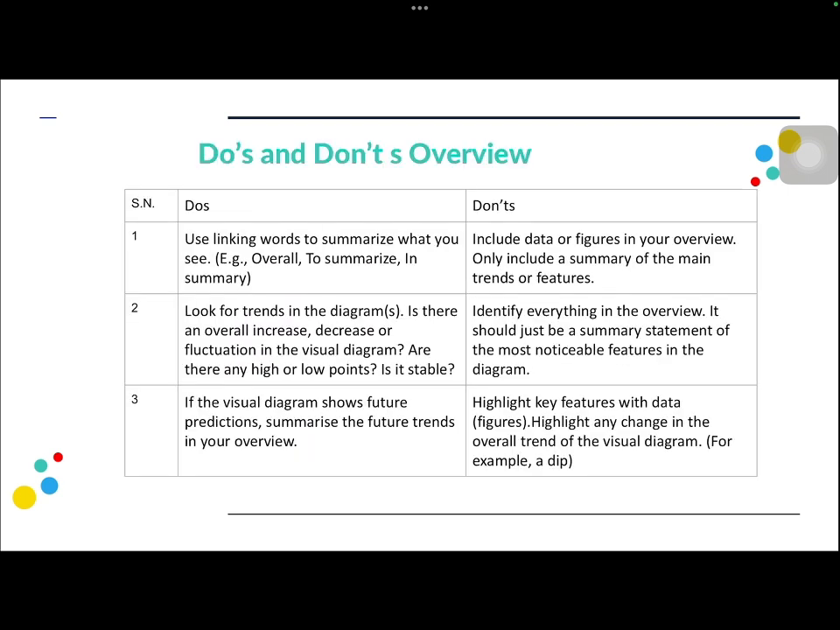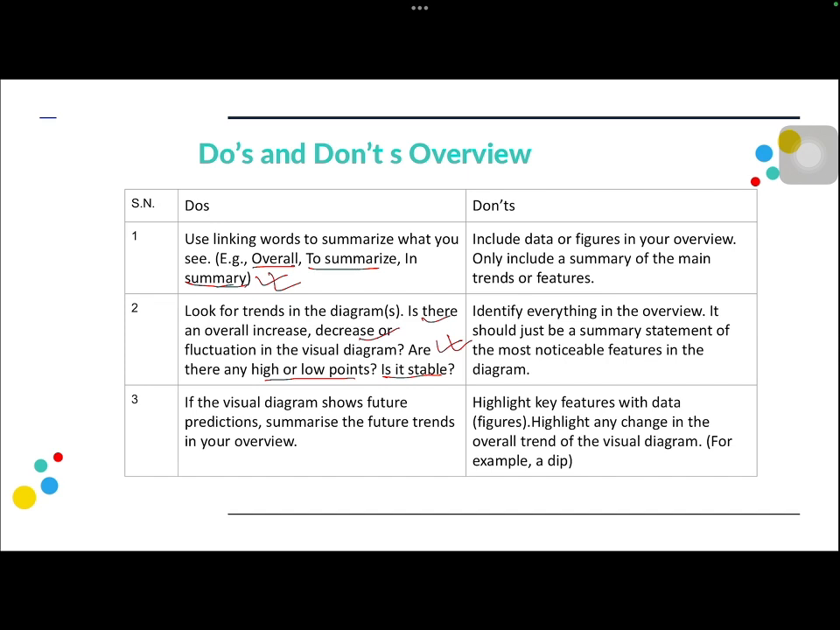Alright, now again there are a few do's and don'ts of overview as well. Start your overview by using linking words such as overall, to summarize, and summary, and there are tons of others more, and you can choose to do that. Look for trends in the diagram. Is there an overall decrease, increase, or fluctuation in the visual diagram? Are there any high or low points? Is it stable?